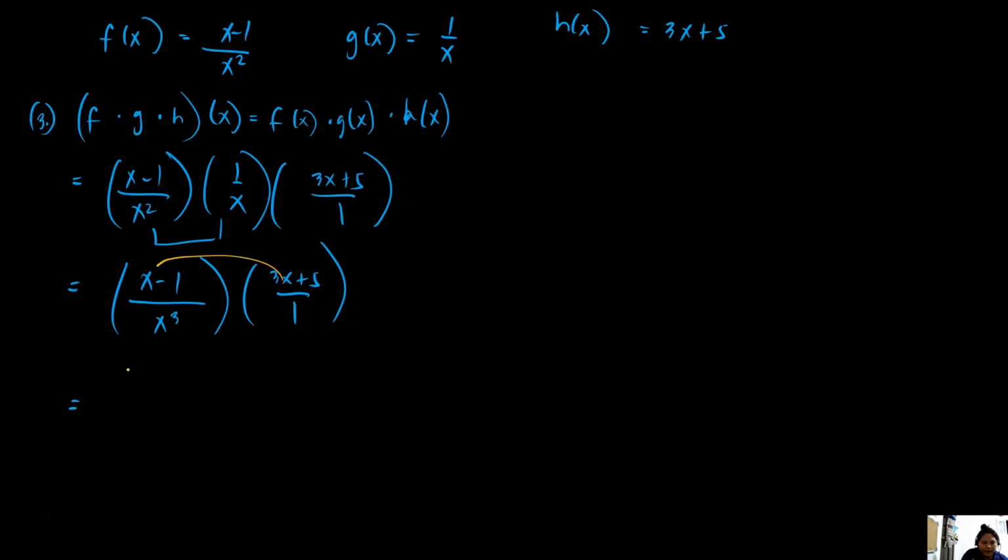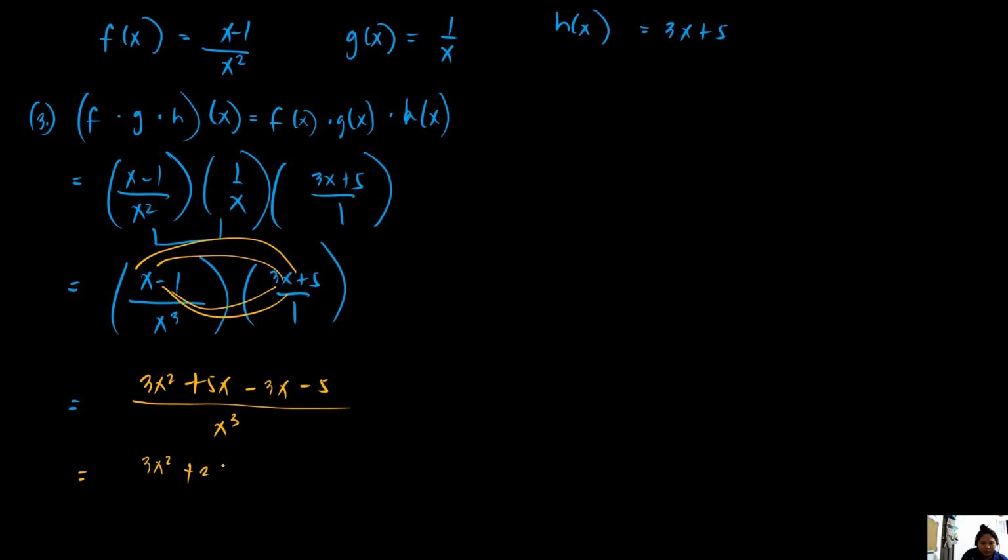X times 3x, we will have 3x squared. X times 5, we will have positive 5x. Negative 1 times 3x, we will have negative 3x. Negative 1 times 5, we will have negative 5. Then, x cubed times 1, we will have x cubed. Okay, then let's simplify the numerator. We will get 3x squared plus 2x minus 5 all over x cubed. That is our final answer.